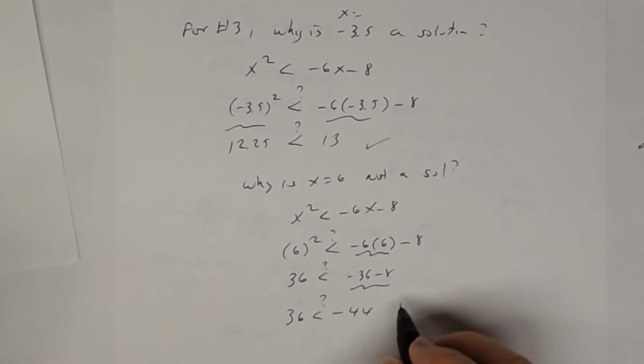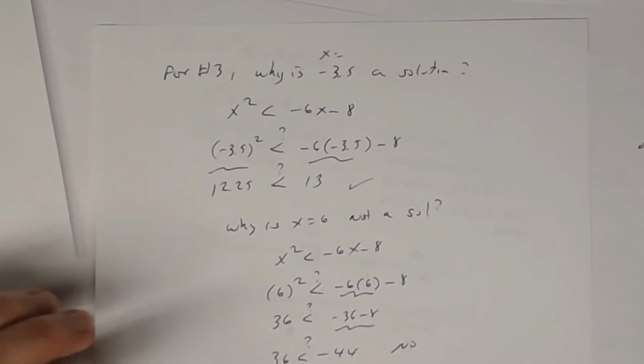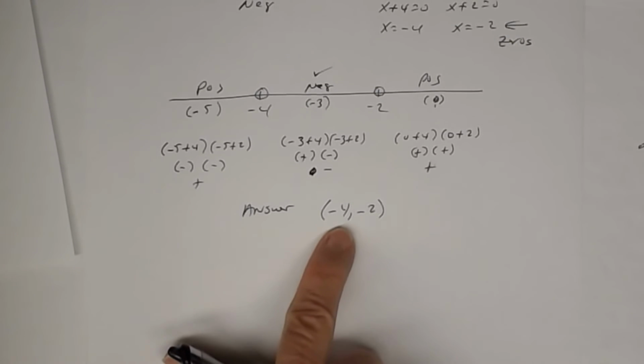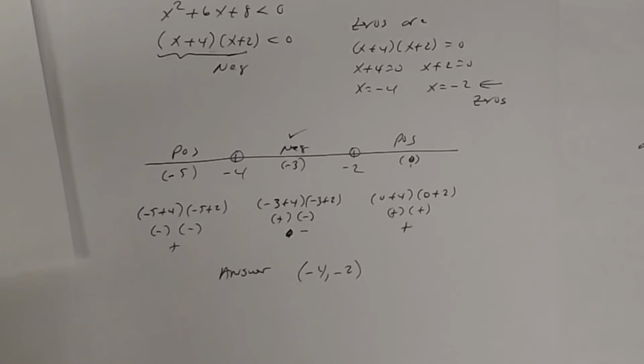The answer is no, right? That's a positive number. A positive number is always bigger than a negative number. So that's why x equals 6 is not in this solution, because it's not a solution. All right, so I just wanted you to see this.